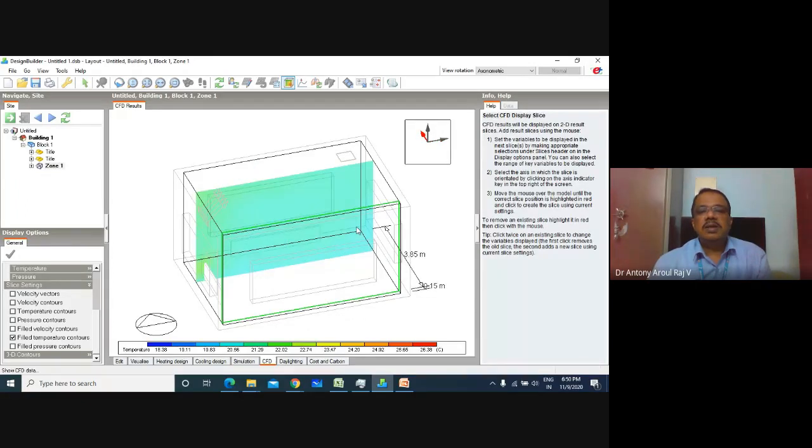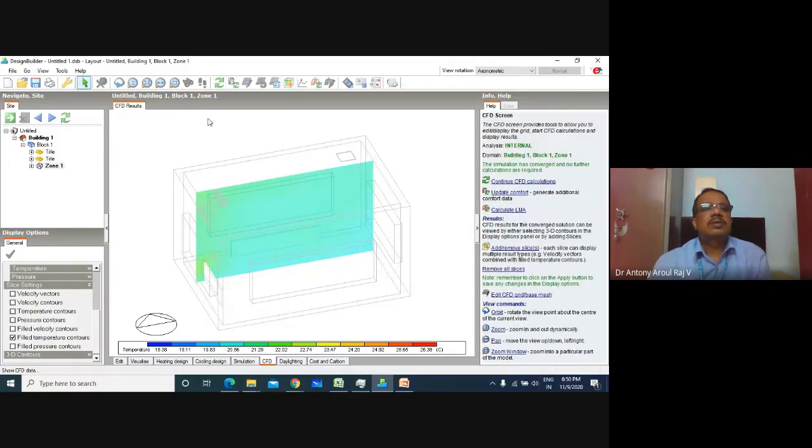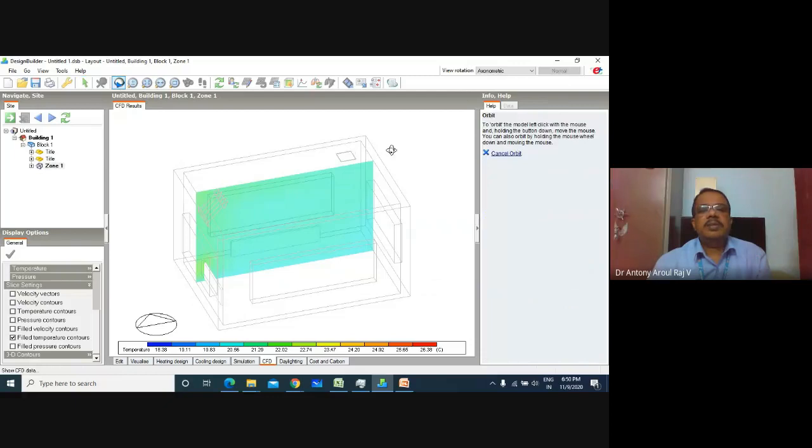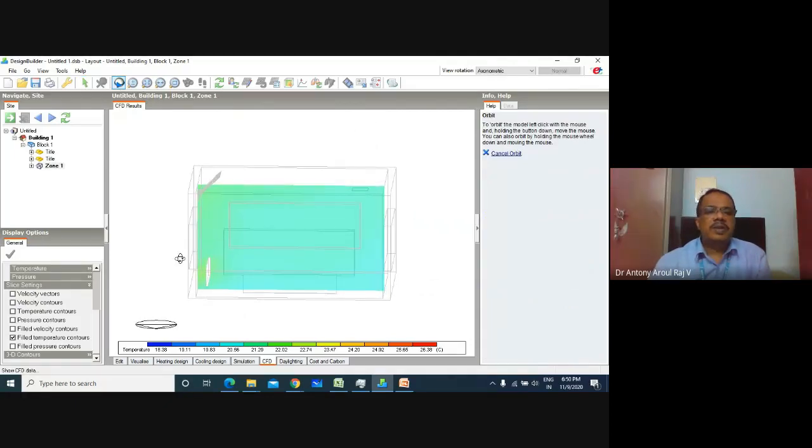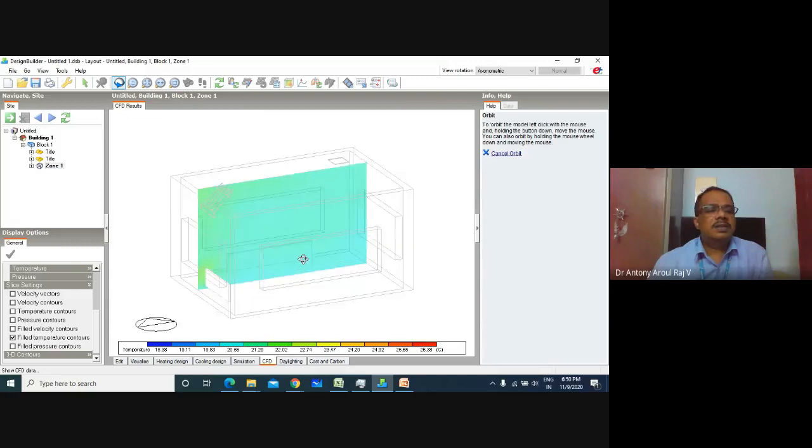Now here you can see, here also we have a high temperature. Here also I am having a high temperature, and near that wall also I am having that temperature. That means from this high temperature it is radiating into the room. So this is how we will be having the CFD analysis.